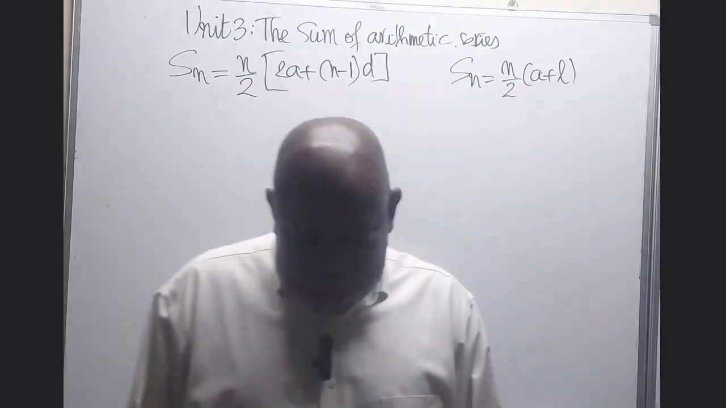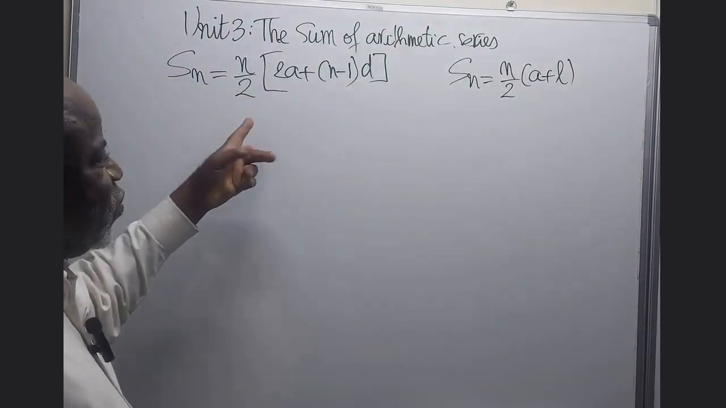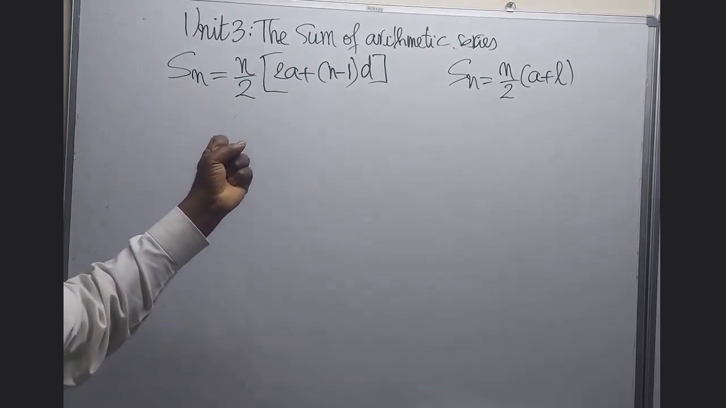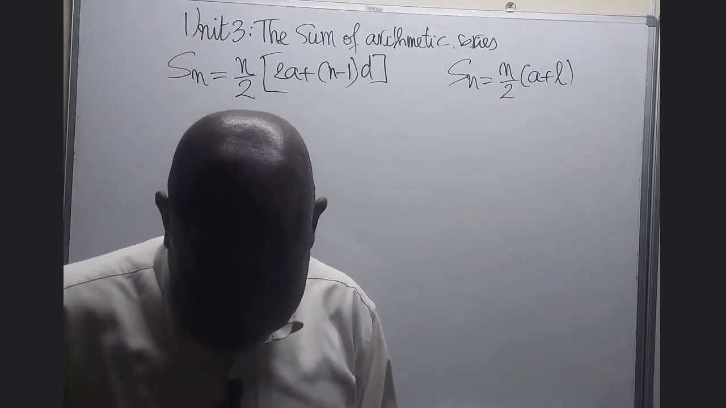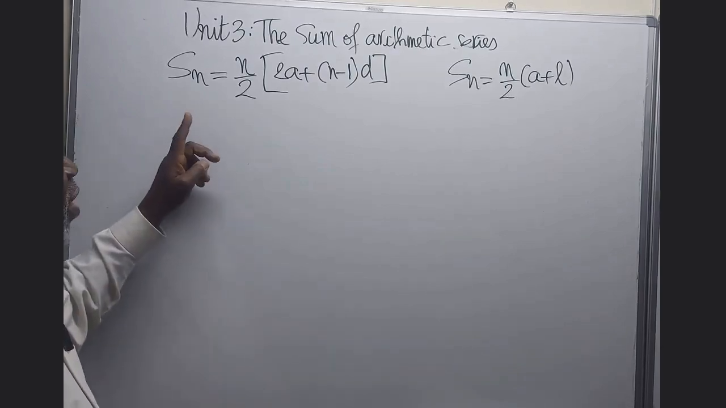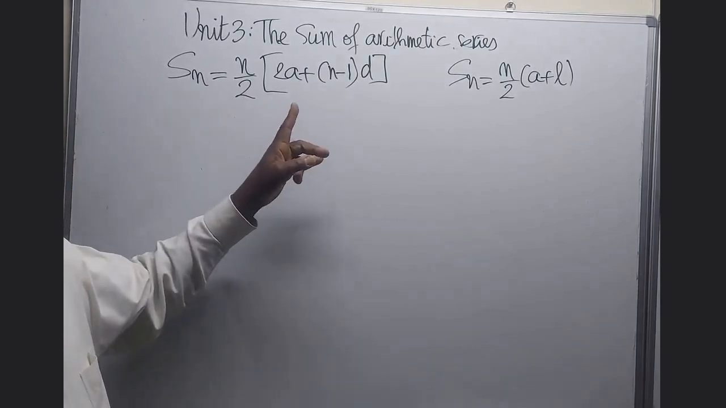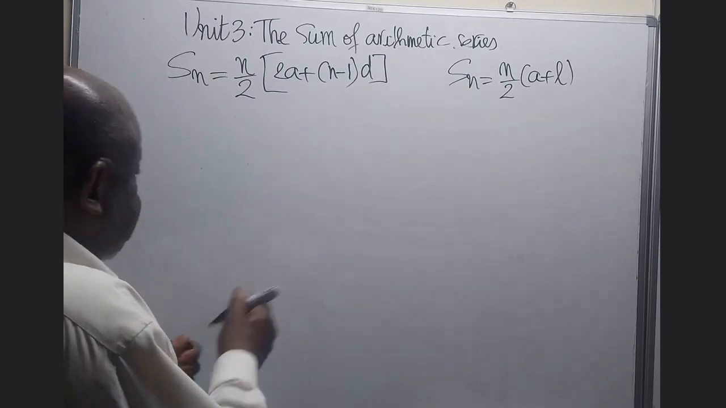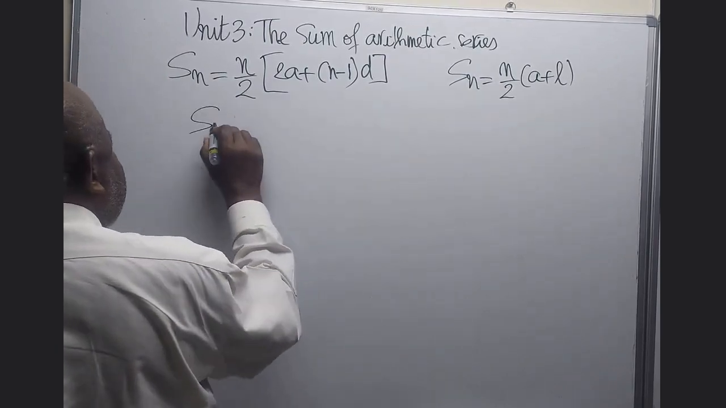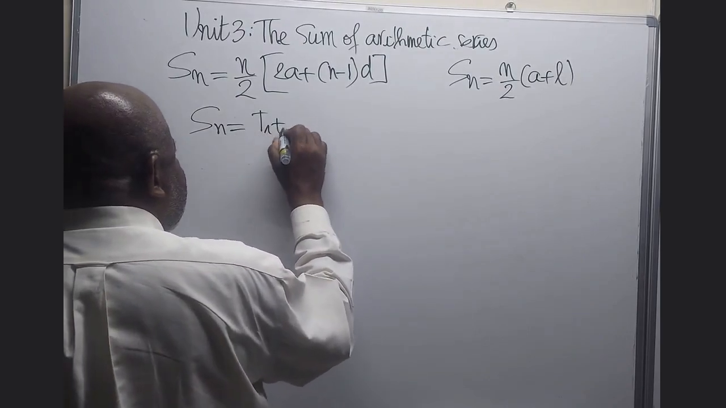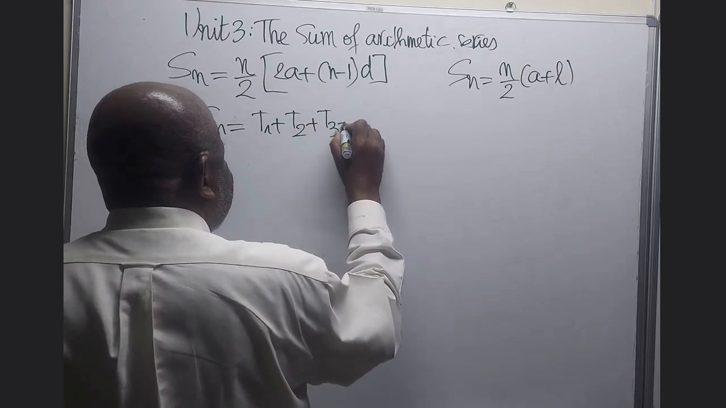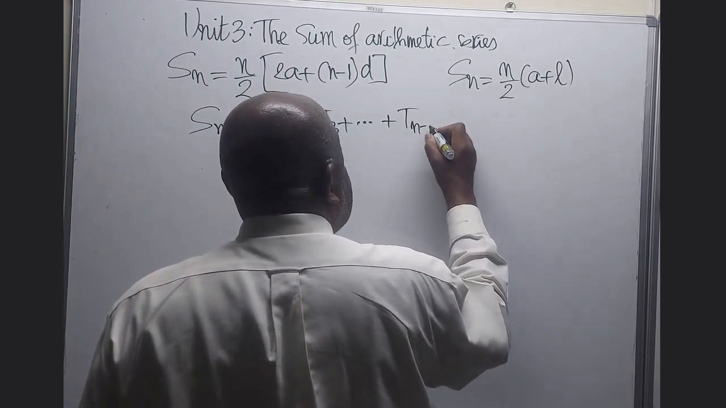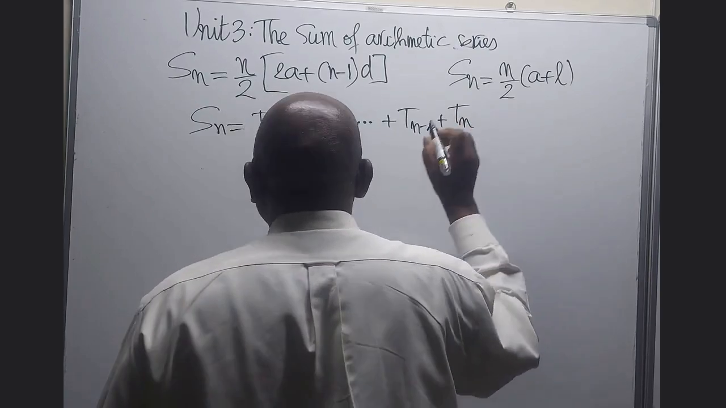So before you decide which version of the formula to use, you must check the information you are given. As you can see here, if the information given is the sum, then we can come to this conclusion. Remember, Sn is equal to T1 plus T2 plus T3 dot dot plus Tn minus 1 plus Tn.